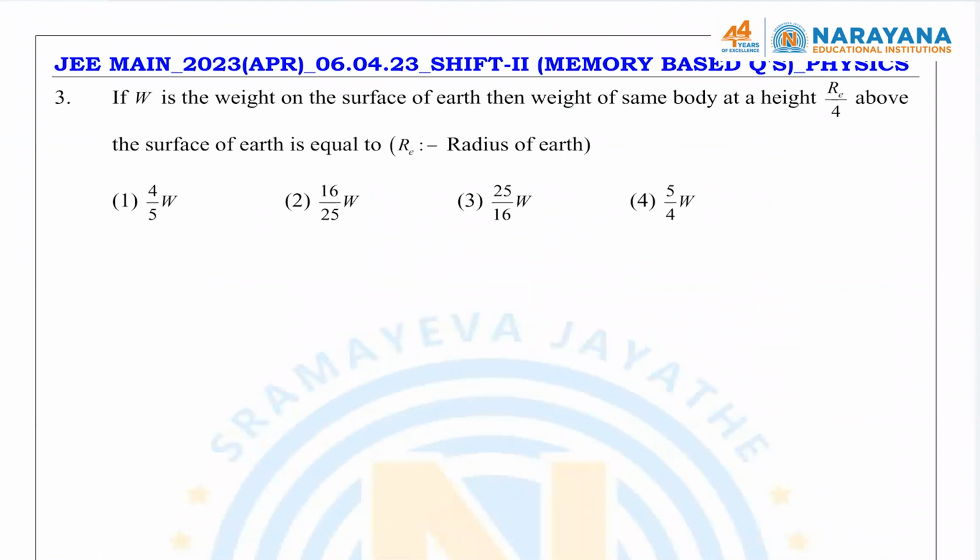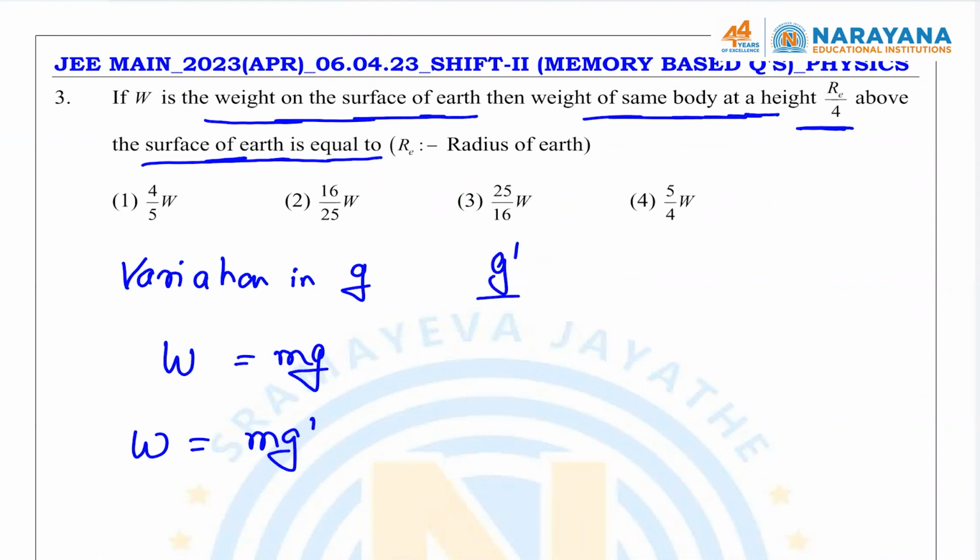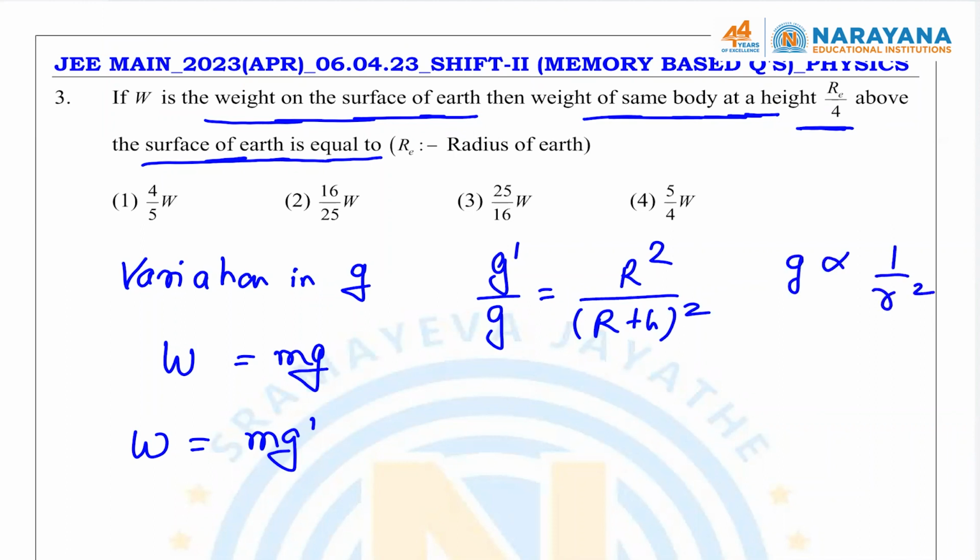Okay, so if W is the weight on the surface of Earth, then what is the weight of the same body at a height R by 4 above the surface of Earth? This is about variation in gravity. Weight on the surface of Earth is mg, and weight at some height is mg prime. Now g prime over g is R square over R plus h whole square. You need to remember this: acceleration due to gravity is inversely proportional to the square of the distance.